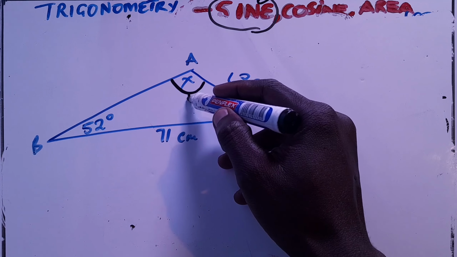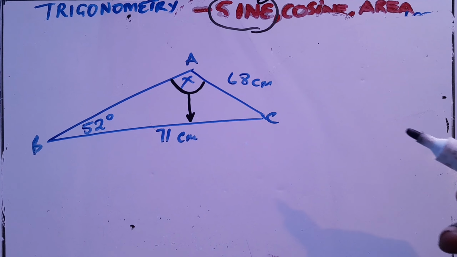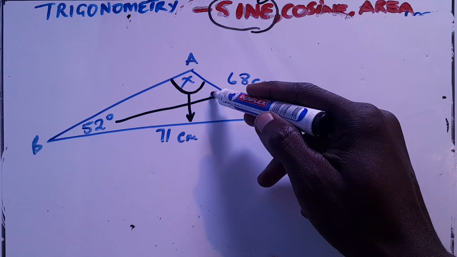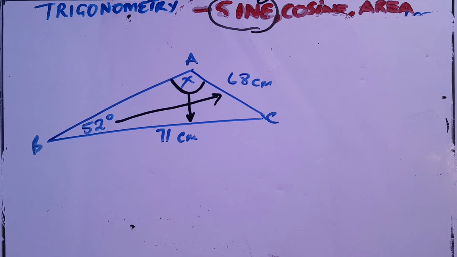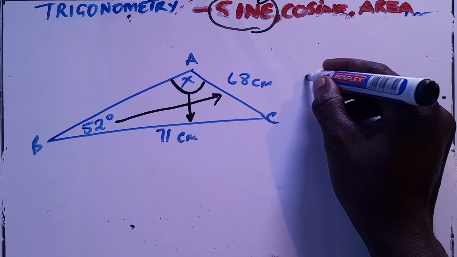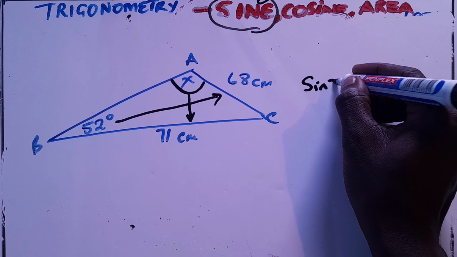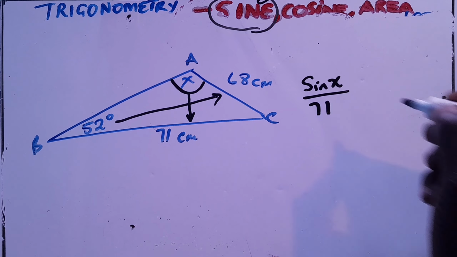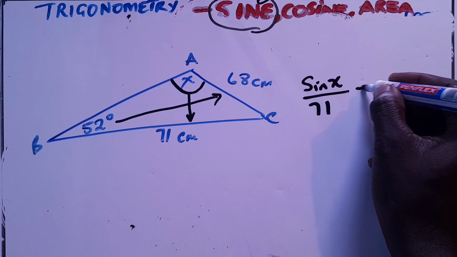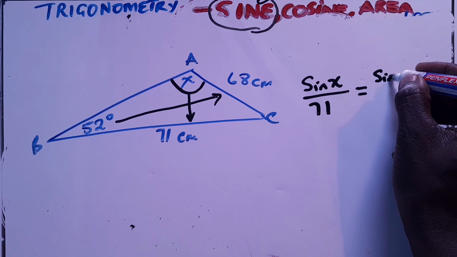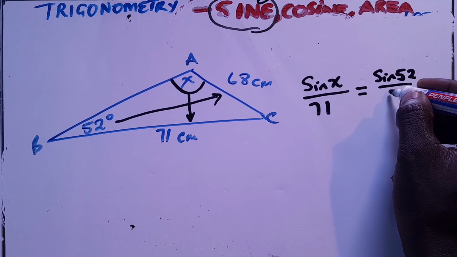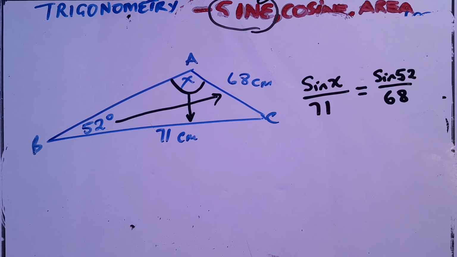This angle is opposite to this side. So that's a pair. And this angle is opposite to this side. So that's another pair, right? So we can happily find the unknown, right? So we know that sine of this angle x we are trying to find over the opposite side, which is 71, should be equal to sine of 52 over the opposite side, which is 68, right?